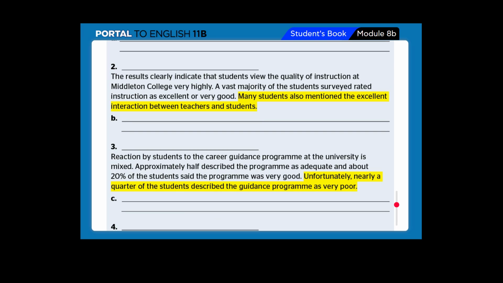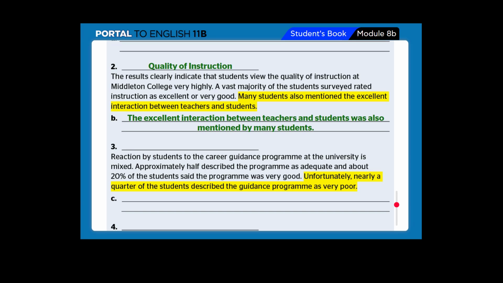What about the second heading? A heading for paragraph 2. Of course, the paragraph is talking about the quality of instruction. What about the highlighted sentence? Many students also mention the excellent interaction between teachers and students. You should start with the excellent interaction and with the verb mentioned in the past. So the sentence should be: excellent interaction between teachers and students was also mentioned by many students.